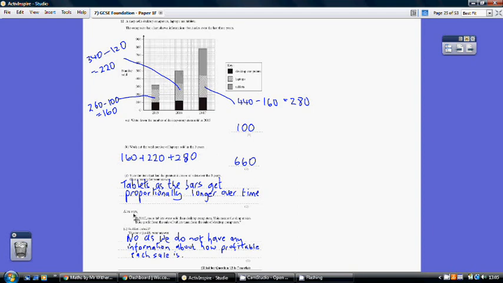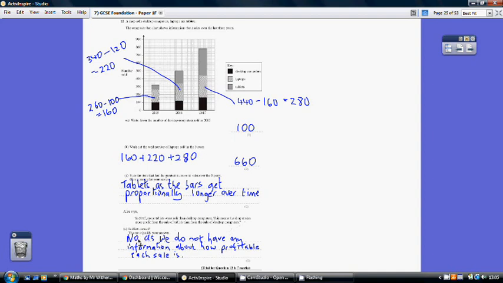Now part D, Alex says in 2017 more tablets were sold than desktop computers. This means that the shop makes more profit from the sale of tablets than from the sale of desktop computers. Well, we just don't know, because profit is a different thing to sales. Profit is when you take away all your costs from the sales. So is Alex correct? You must justify your answer.